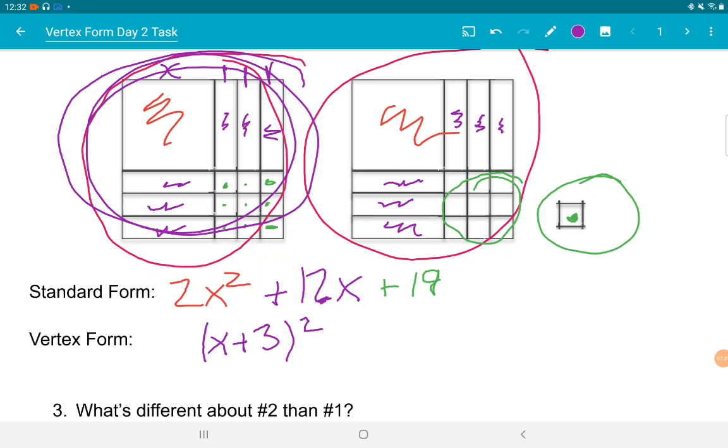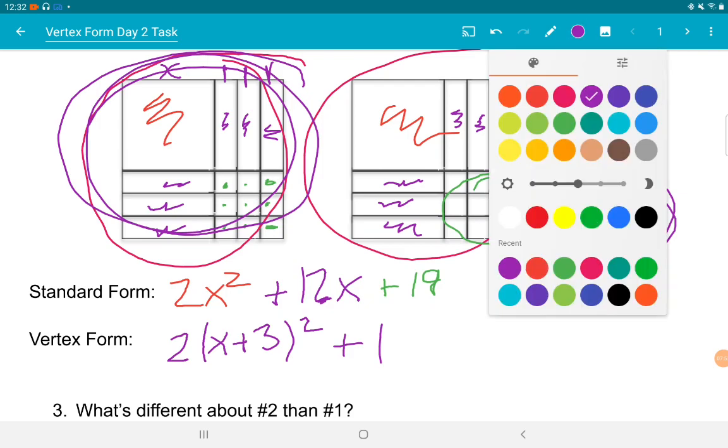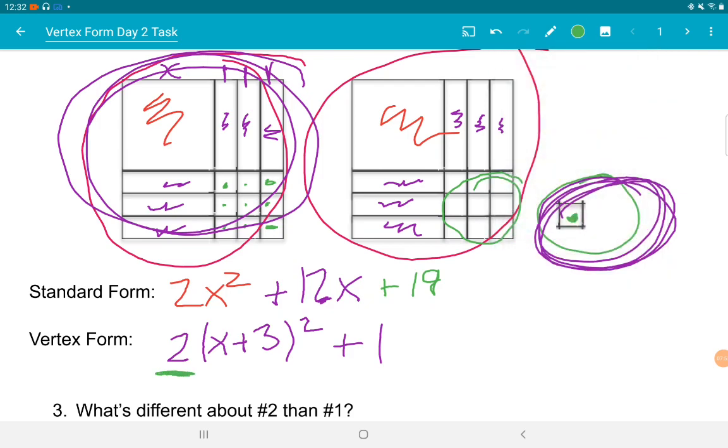But then there's another one. So how we do that is there's 2 x plus 3 squares, okay? And then my number on the outside, that covers the 2 squares. My number on the outside is over there, which is just 1, okay? So notice you can still do vertex form. You're just going to put a little number out here for how many squares that you're doing, okay?